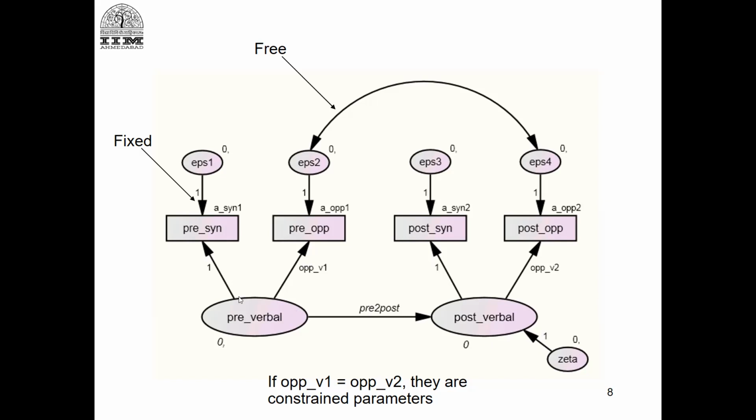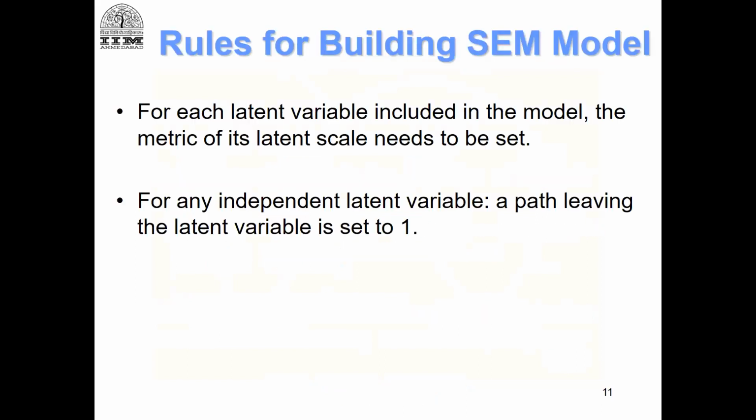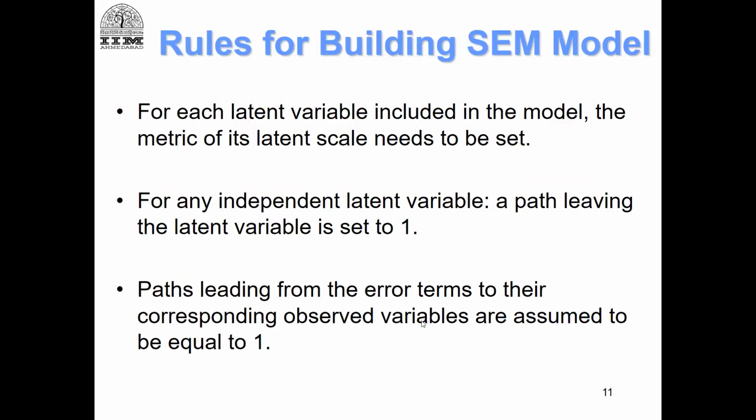At least one path, any one of the paths leaving the latent factor, must be constrained to 1. All the error paths are constrained to 1. So this is the rule, and paths leaving from the error terms to their corresponding observed or latent variables are assumed to be equal to 1.